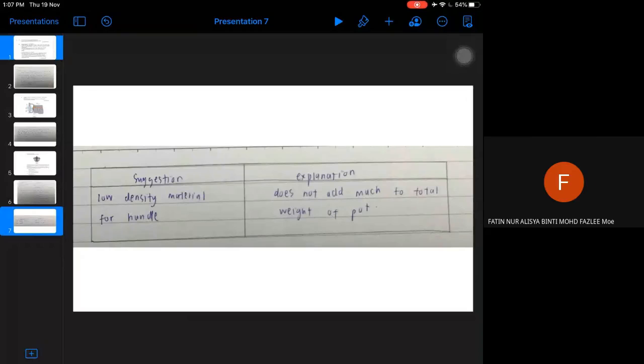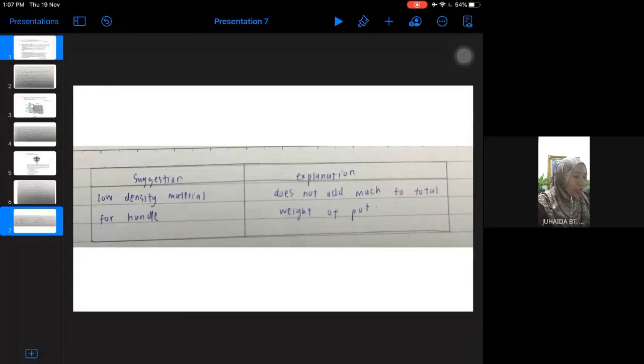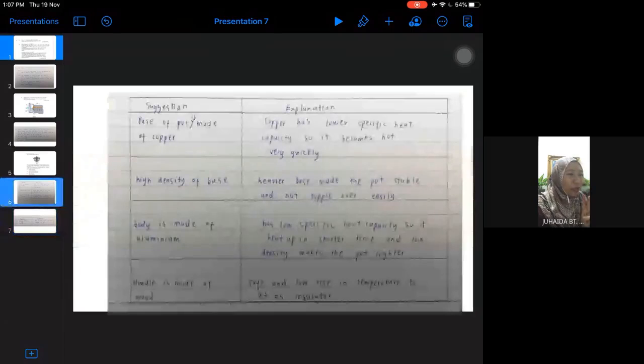Low density material for handle. Okay, so low density tadi kita dah. Explanation, does not add much to total weight of pot. Okay, so low density tadi kita dah jawab. Kita dah jawab tadi kan? Pada point number 2 tadi kan? So yang ini tak perlu lagi low density material lah. Yang ini ialah jawapan untuk point number 2 tadi. Okay, so kita masih lagi perlukan 2 lagi karakteristik.